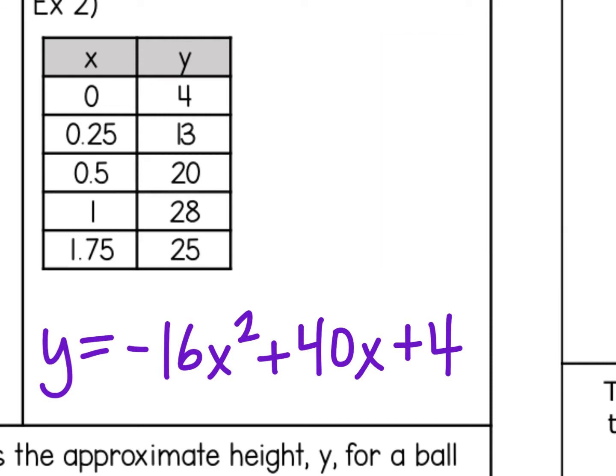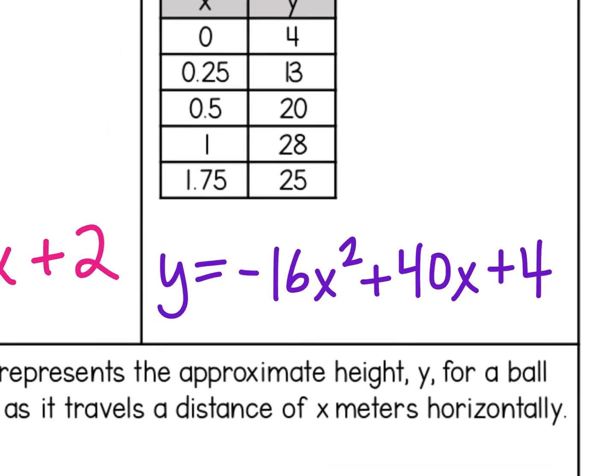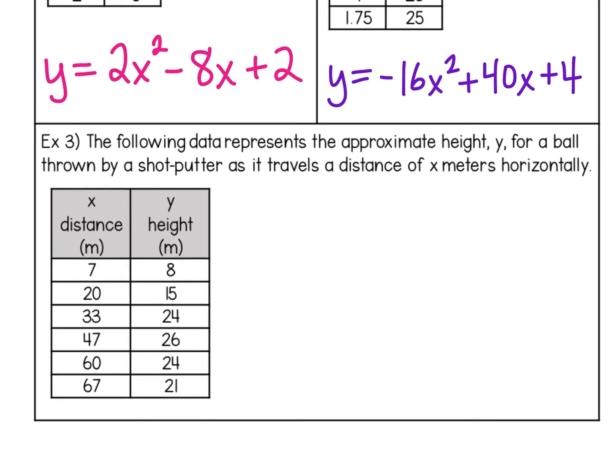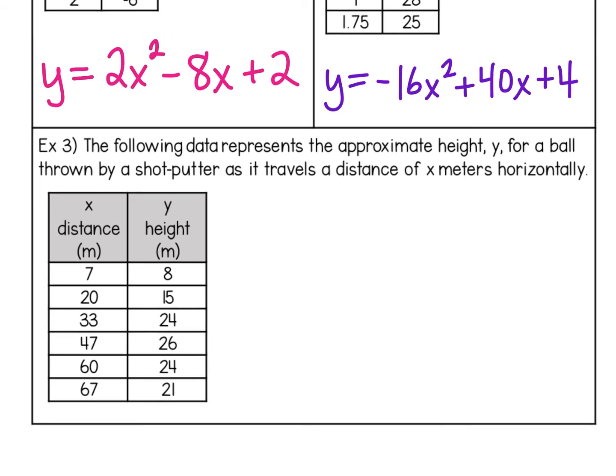And now for the last example. The last example is a word problem. So this is how data would relate to the real world. It says the following data represents the approximate height, y, for a ball thrown by a shot putter as it travels a distance of x meters horizontally. So if you look at the table, it's labeled x is the distance. So over here it says x is distance.